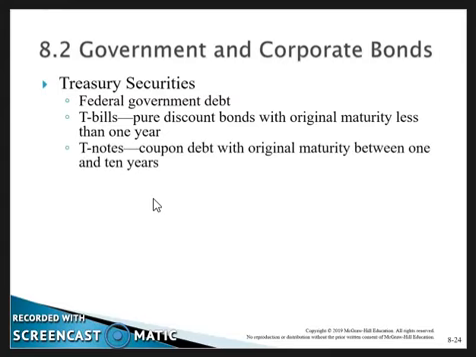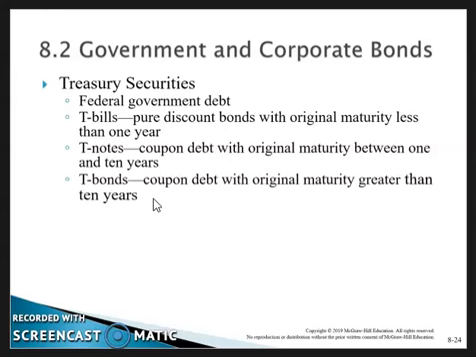Treasury notes are coupon bonds with an original maturity of 1 to 10 years. Treasury bonds are coupon debt with original maturity greater than 1 year.